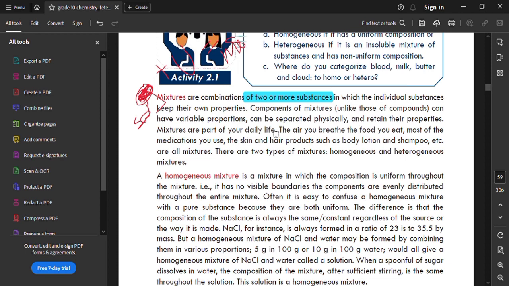So the air you breathe, the food you eat, most of the medications you use, the skin and the hair products such as body lotion and the shampoo.